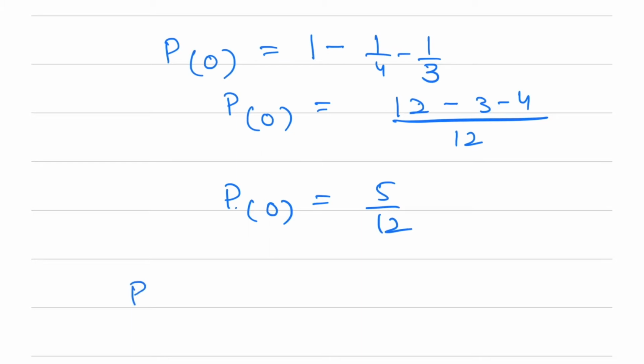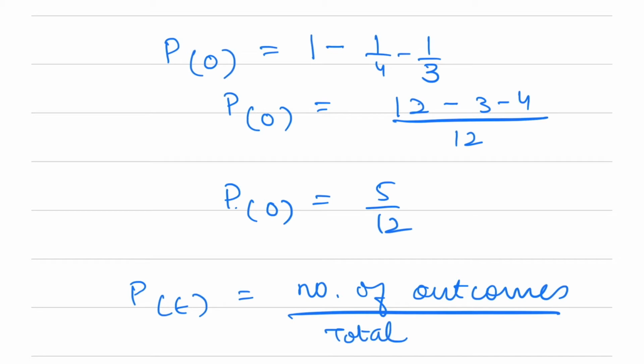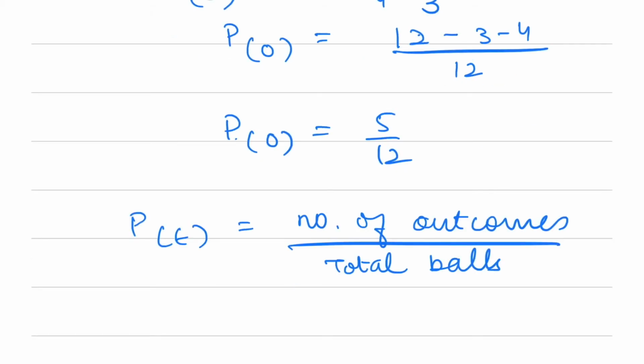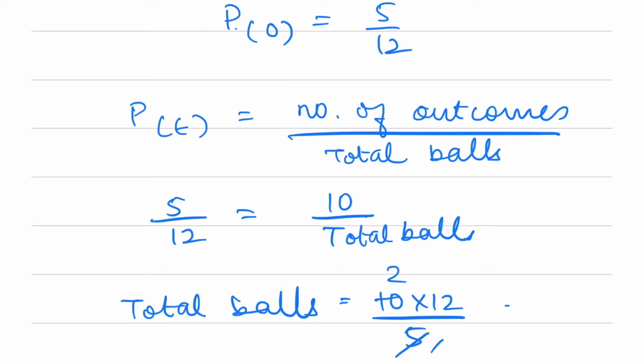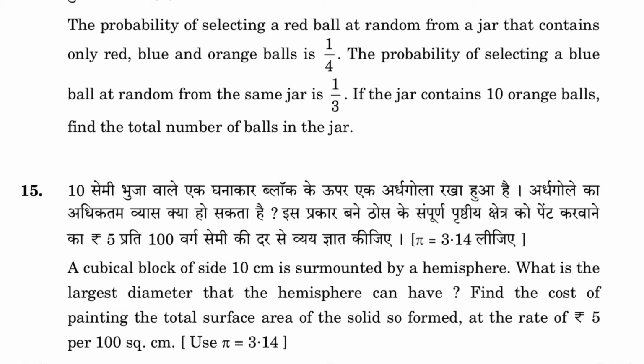Now we know the probability of an event is equal to the number of outcomes by the total number of outcomes, like total balls I can say. Probability of orange ball is given as 5/12 and orange balls are 10, divided by total balls. So total balls is equal to 10 into 12 by 5, so 24 balls. So that's the answer. Question number 15.